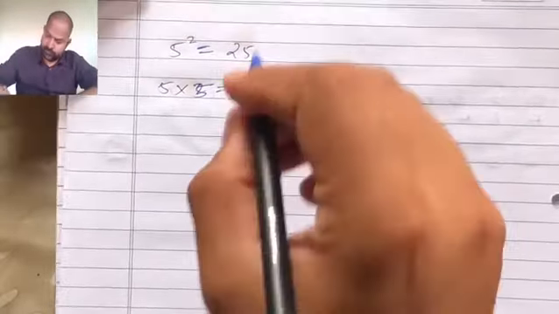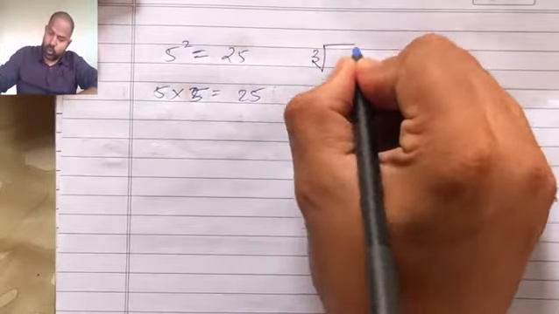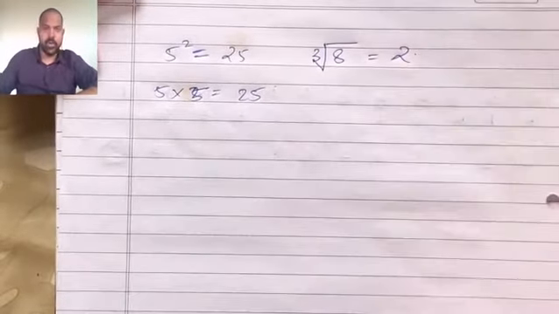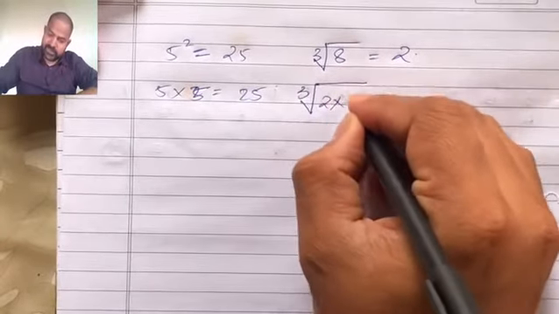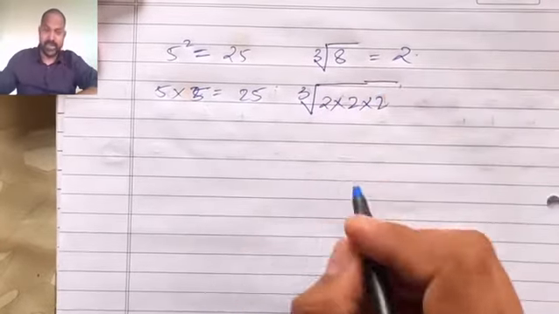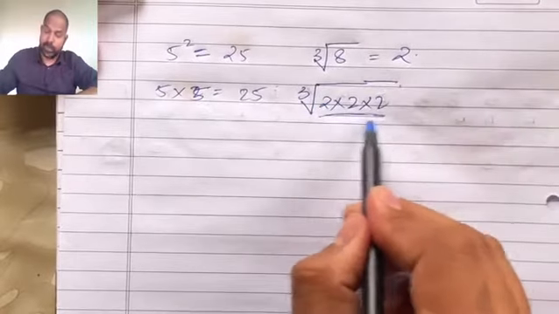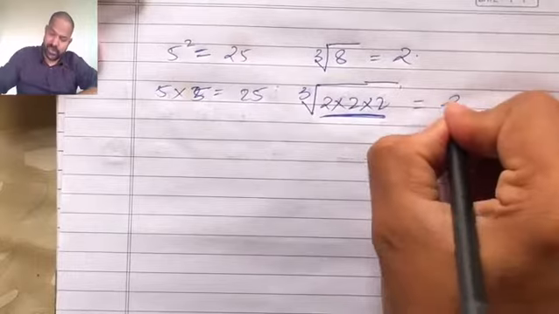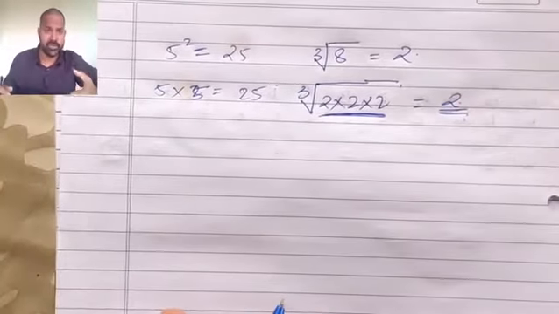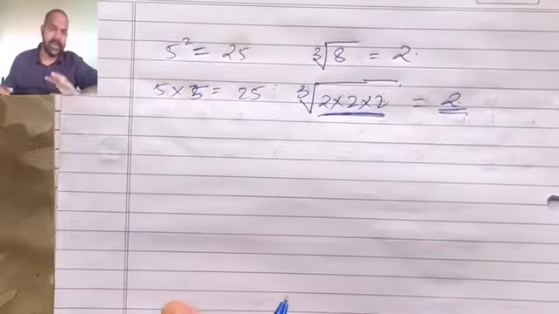Or when you say, let's say, the cube root of 8 is 2, what does that mean? What it means is 8 has three 2's in it. And since I'm taking a cube root, I have to make groups of 3, and I bring one 2 outside, and the answer is 2. There is a logic that I understand.